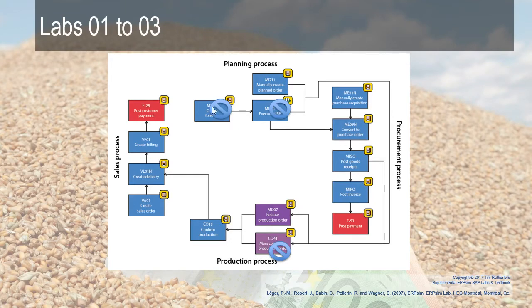So we worked through manually creating the purchase order. Here, you've received the goods, and you've gone in and you've created the planned production order, you've released the production order, you've confirmed it, and it is now available for sales. You do a lot within lab 1.